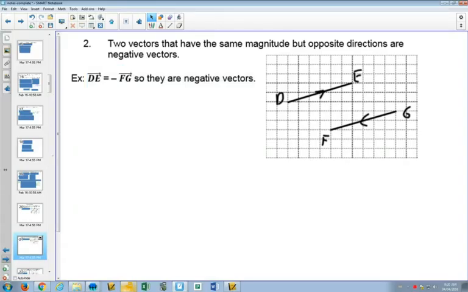Negative vectors or opposite vectors have the same magnitude but the exact opposite direction. Again, the starting and the ending point don't matter, but as long as the direction is opposite and they have the same length, they're called negative vectors.